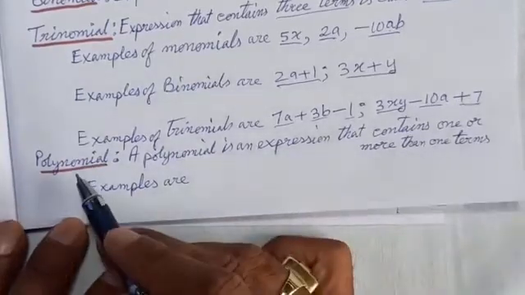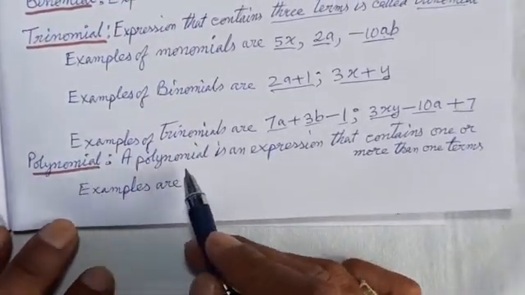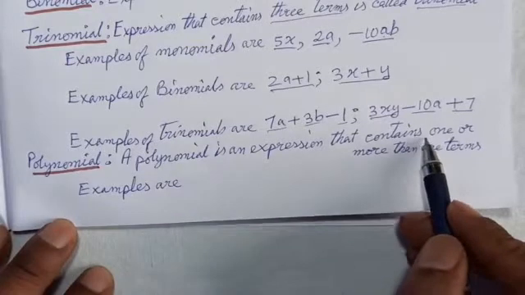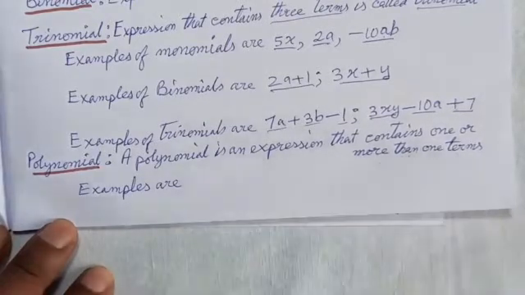A polynomial is an expression that contains one or more than one terms.